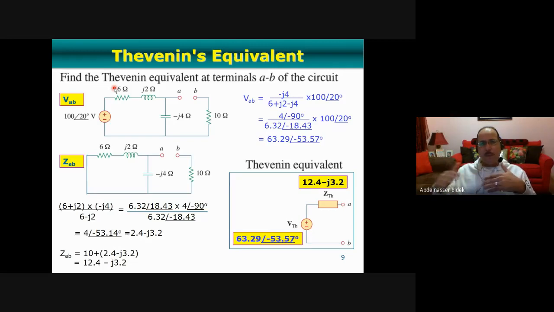So how do we solve it? We solve it the same way. First, this is the circuit. It is already converted here to phasor. So what we need to do is find V Thevenin and R Thevenin, or Z Thevenin in this case.